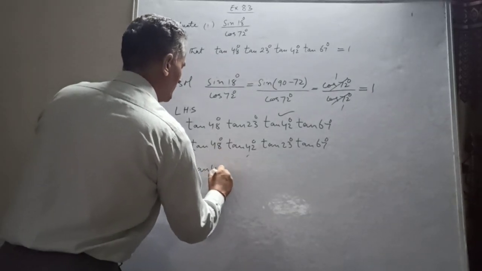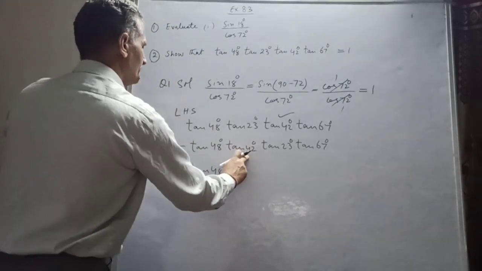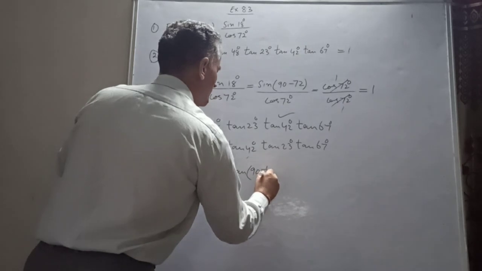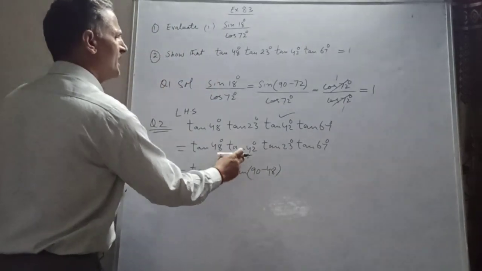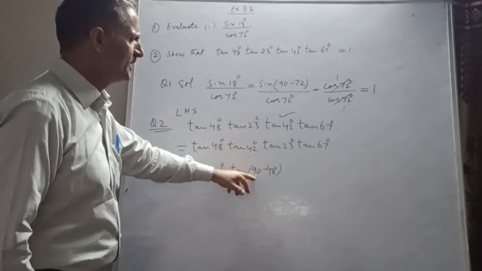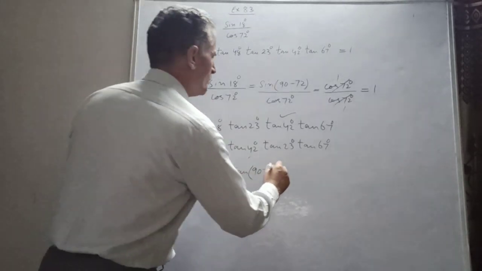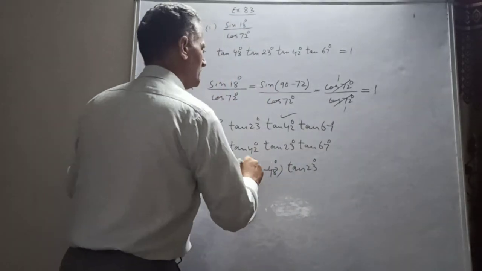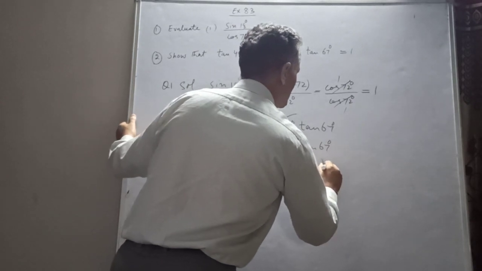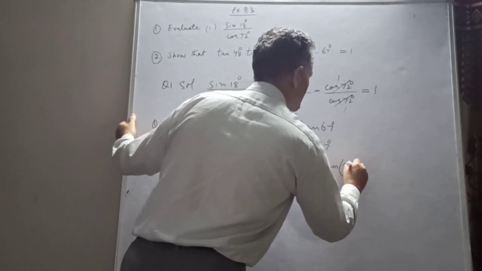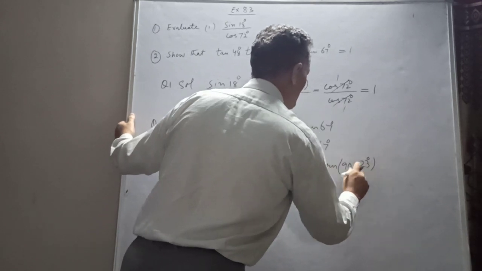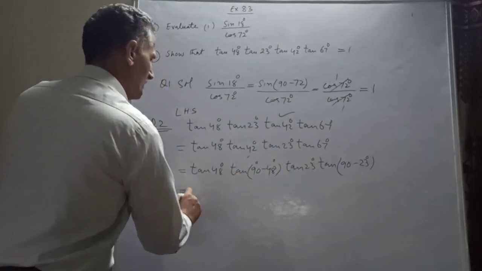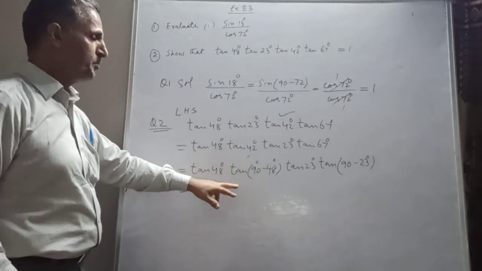It is equal to tan of 48 degree. So this can be written as tan of 90 minus 48. Why? Because tan of 90 minus 48 is again this 42. 90 minus 48 is 42, into tan of 23 degree, into tan of 67, which can be written as 90 minus 23. Why 90 minus 23? Because tan of 90 minus 23 is again tan of 67. Now here I will use the concept of complementary angles.